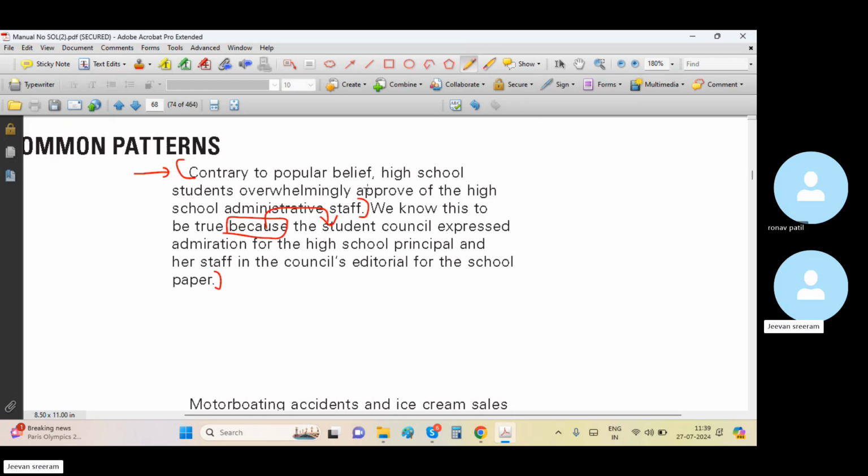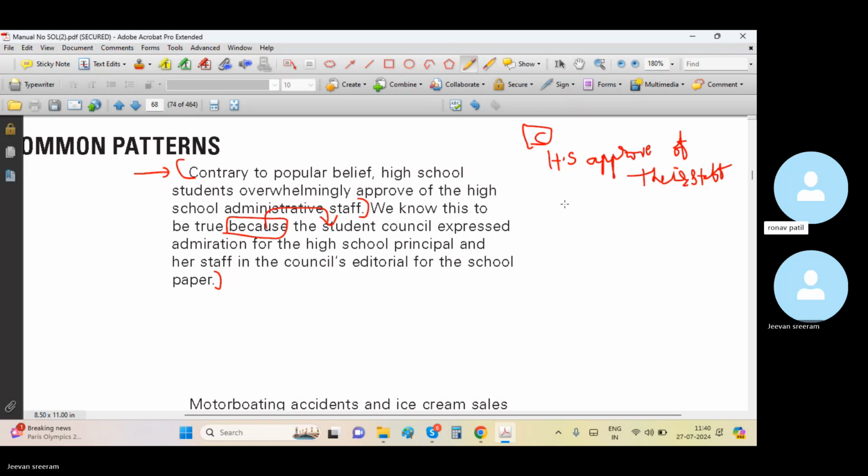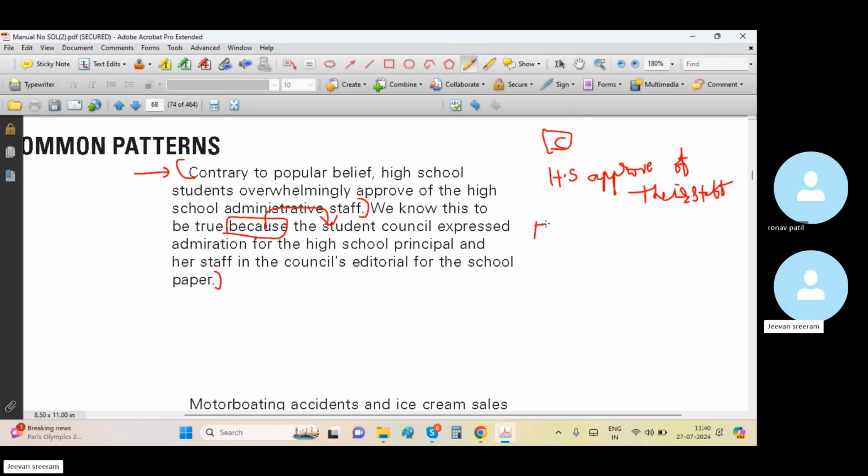Contrary to popular belief, it is contrary to the idea of most of the people, that is, high school students overwhelmingly approve of the high school administrative staff. The claim, let me write it briefly: high school students approve of their staff. Any doubt? The evidence is that they wrote it in the school editorial. Any doubt? No doubt.